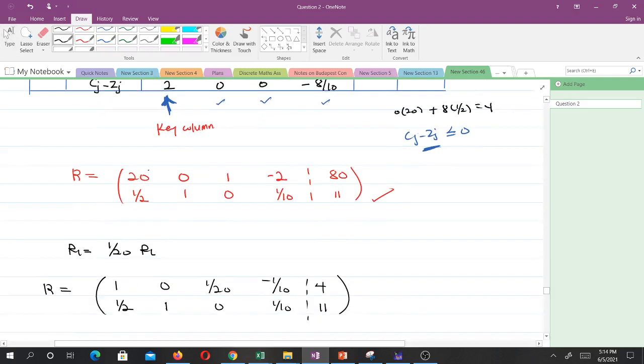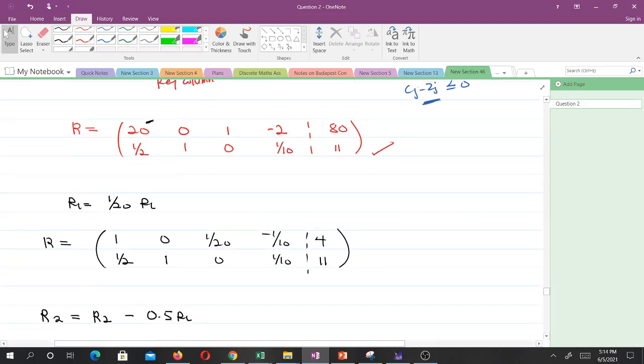So now, since 20 is the pivot element, we have to make sure that it is 1, right? Because it's going to go into the basis, and for it to be a basis, it has to have a plus 1 coefficient. The only way to make it 1 is to divide row 1 by 20. So when we do that, we are going to get this. And the next thing we have to do is make anything above or beneath it 0. It's the only thing beneath it, and it's 1 over 2, but it has to be 0.